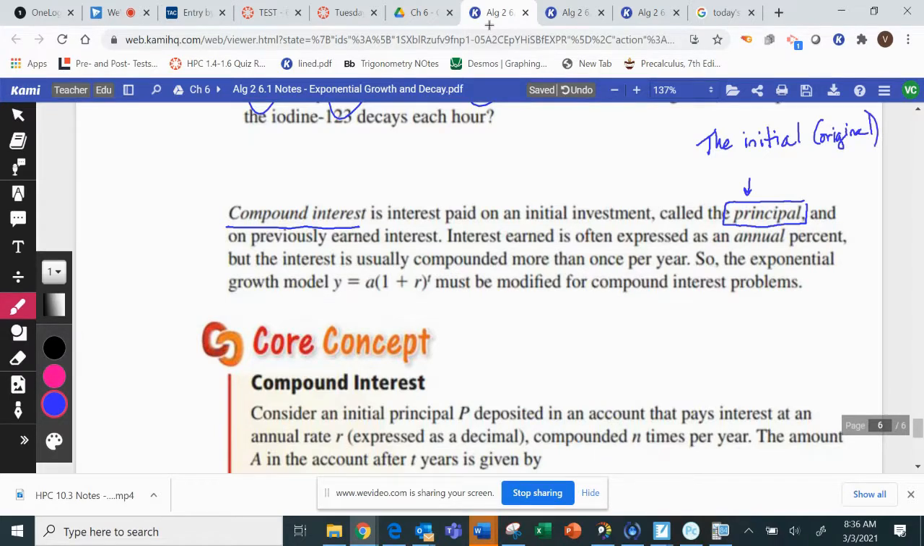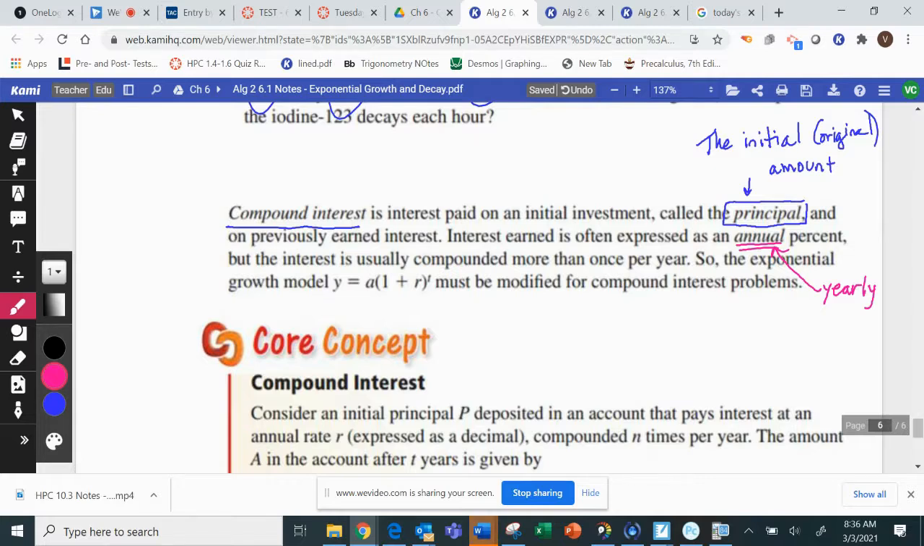Or the original amount. The principal is the original amount. And it says, and on previously earned interest. The interest earned is often expressed as an annual percent. So annual means yearly. But the interest is usually compounded more than once per year.